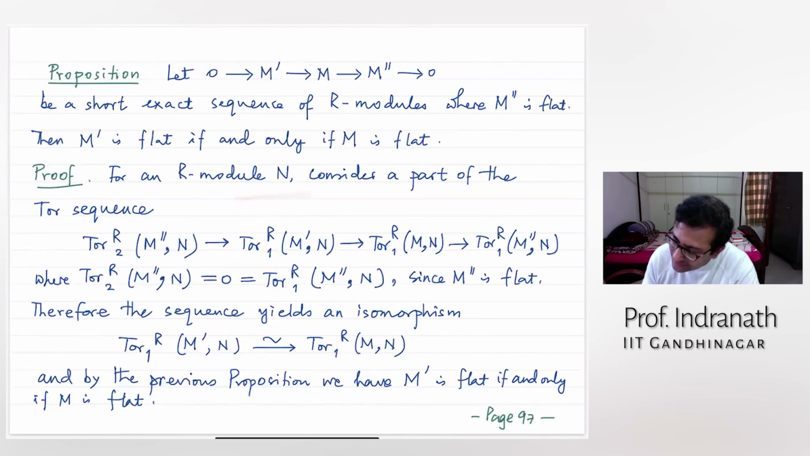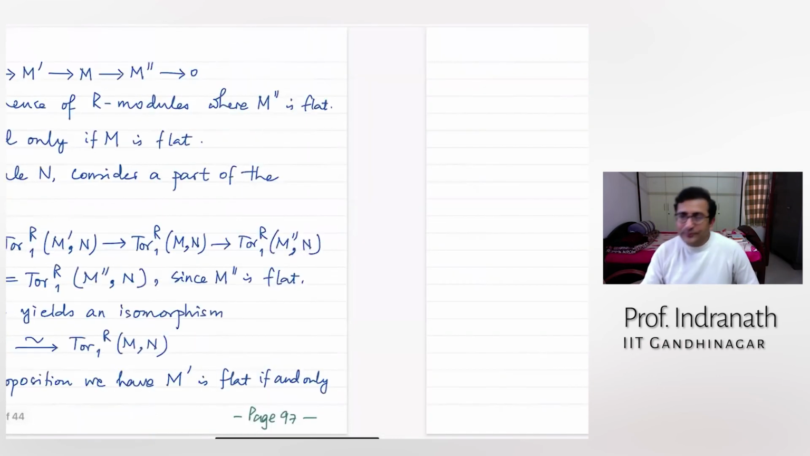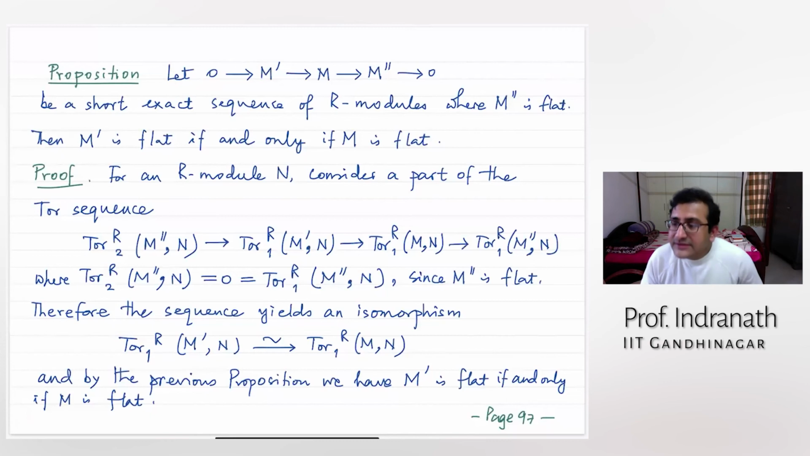So for an R module N, you take the long exact Tor sequence, and you have the vanishing because M double dash is flat. Remember, the Tor does not change the order, right? You always have Tor1 of M double dash N, then M N, then M dash N, then comes Tor 2. So you have this 0, and therefore you have the isomorphism at this level. Therefore, this is 0 if and only if this is 0. Therefore, one is flat. Yeah. So that's it. Yes, please.